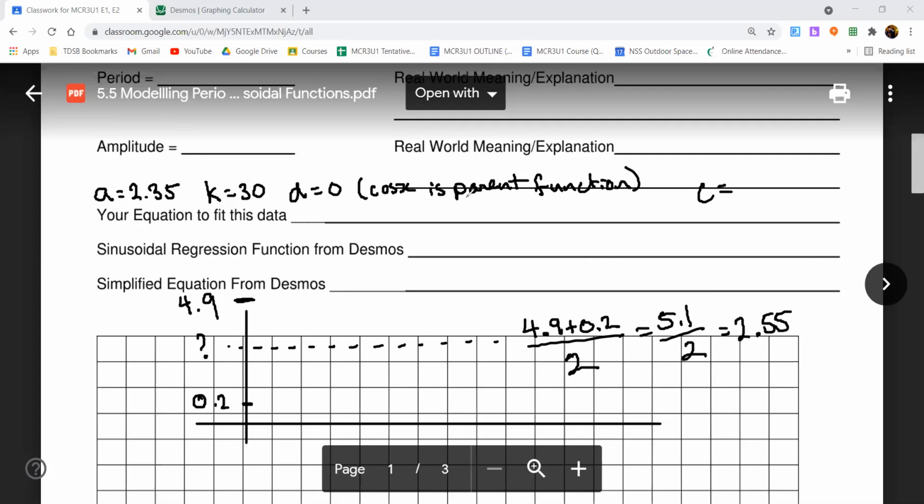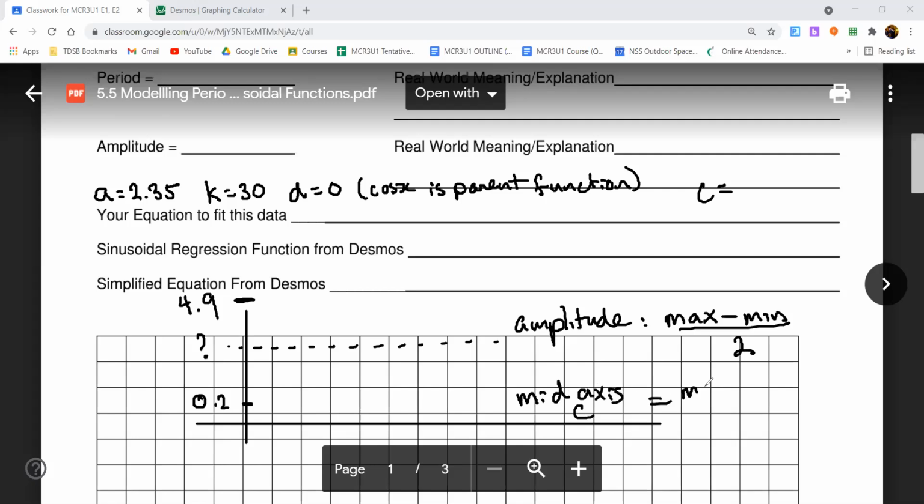So again, if you like memorizing, let me rewrite this. For amplitude, it is going to be max minus the min divided by 2. But for the mid-axis, in other words, the c value, you take your max and average it with the min. And the c value is 2.55.